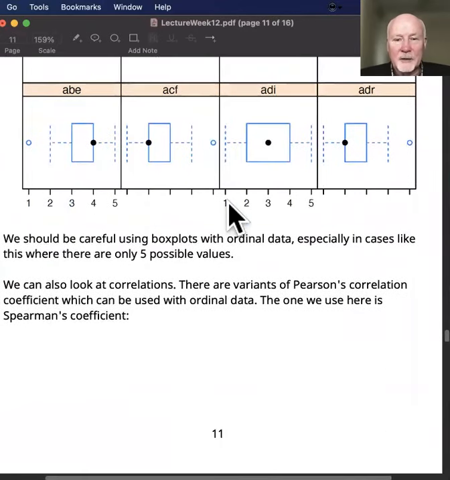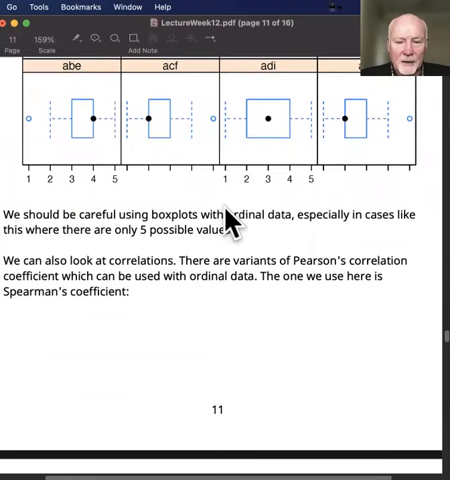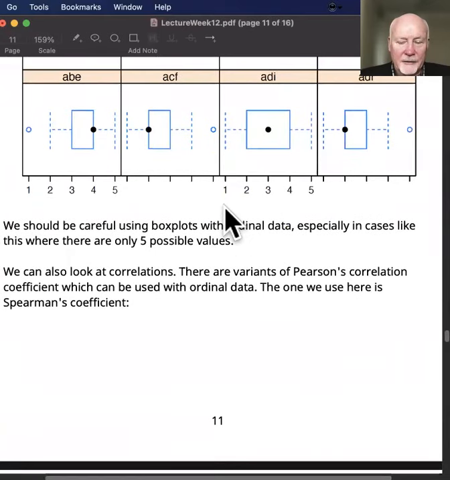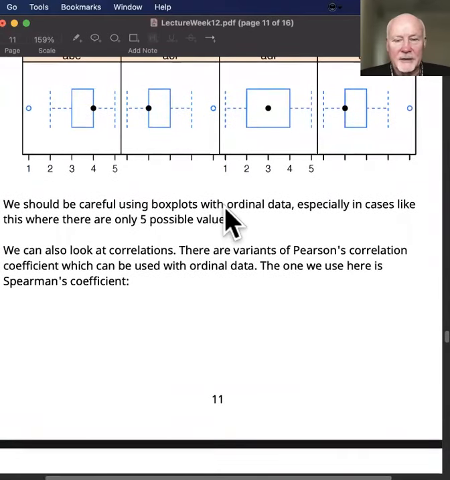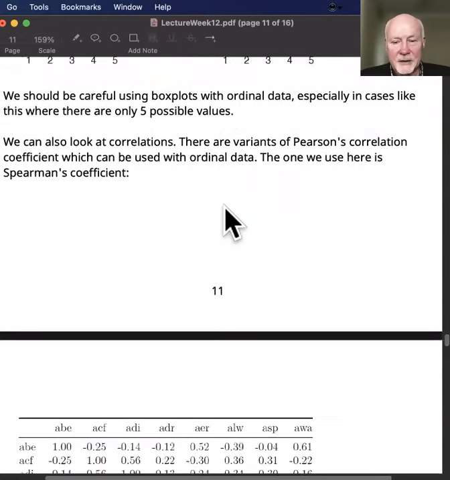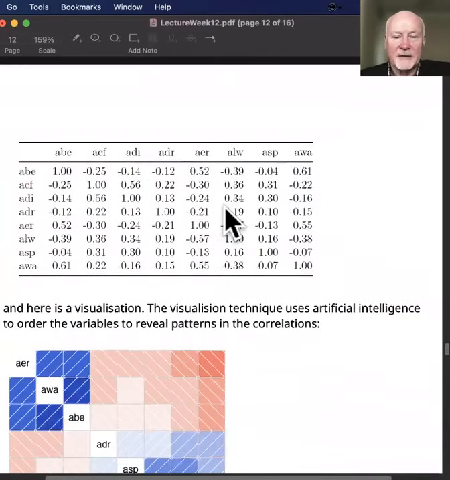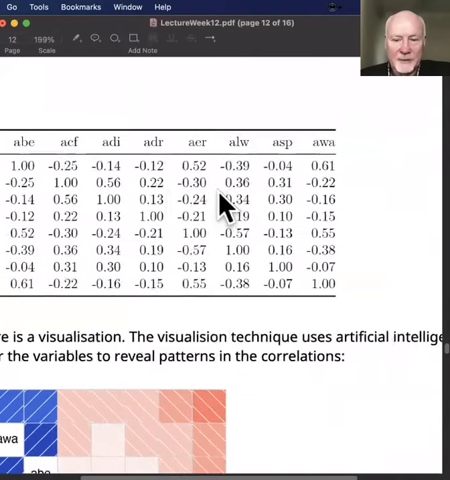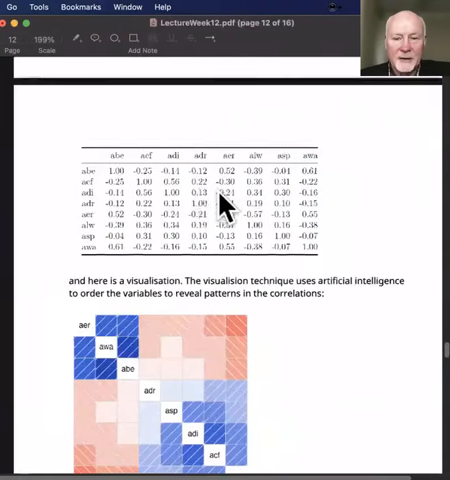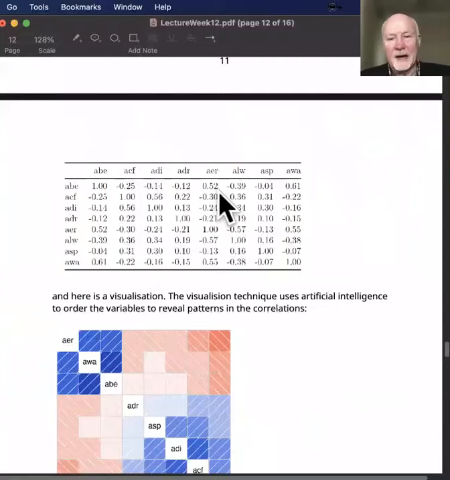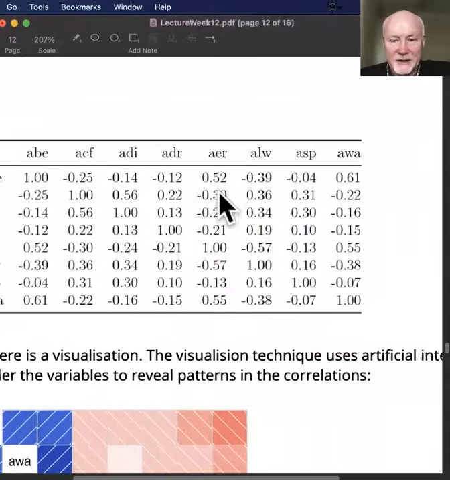Now, we can also look at correlations with ordinal data. The common methods there, there's a couple of them. They are variants of Pearson's correlation coefficient. I won't go into the details, but basically the common one is Spearman's, which I've used here. Essentially what it involves is that you rank things and then you use Pearson's correlation on the rankings, but the interpretation is exactly the same.